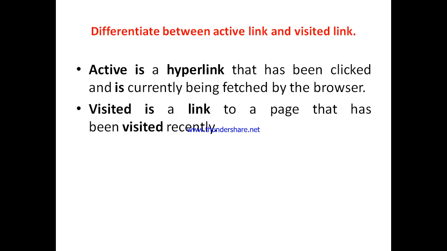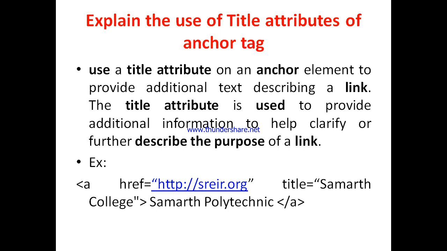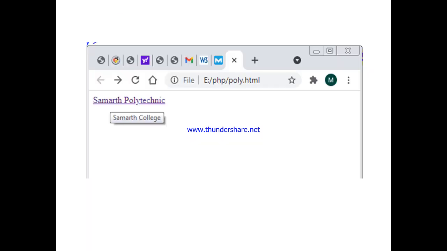Then what is the difference between an active link and a visited link. Then list the different types of URL. Then explain the use of the title attribute of the anchor tag with an example. This is the example output.